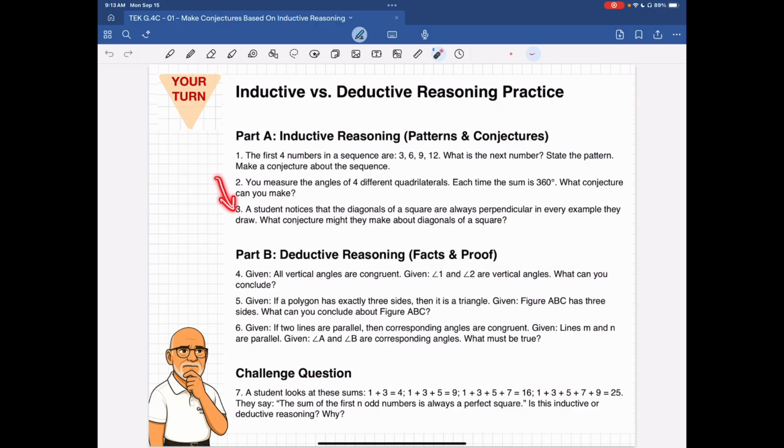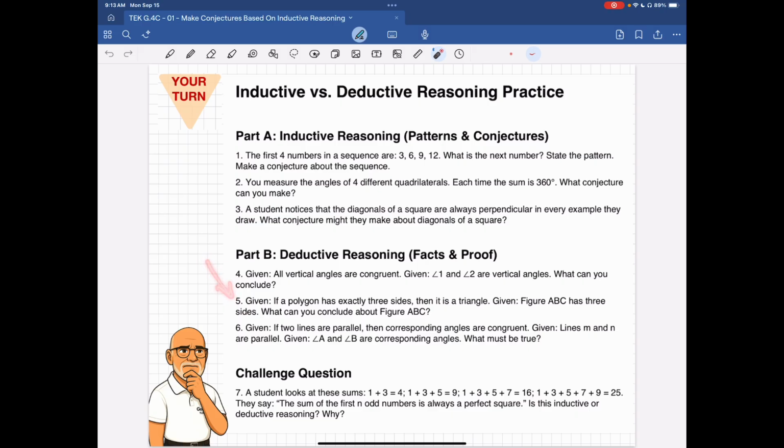Number 3, a student notices that the diagonals of a square are always perpendicular in every example they draw. What conjecture might that student make about the diagonals of a square? Okay, so now we're going to move to deductive reasoning, and we're going to look at facts and proof. So number 4 is, given all vertical angles are congruent, we know that angle 1 and angle 2 are vertical angles. Now, what can you conclude based upon that information?